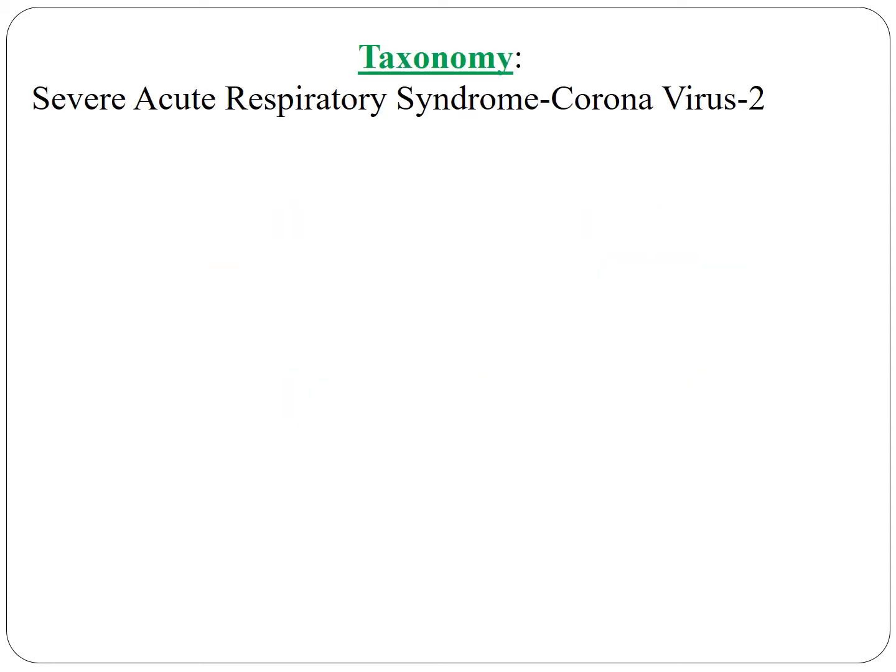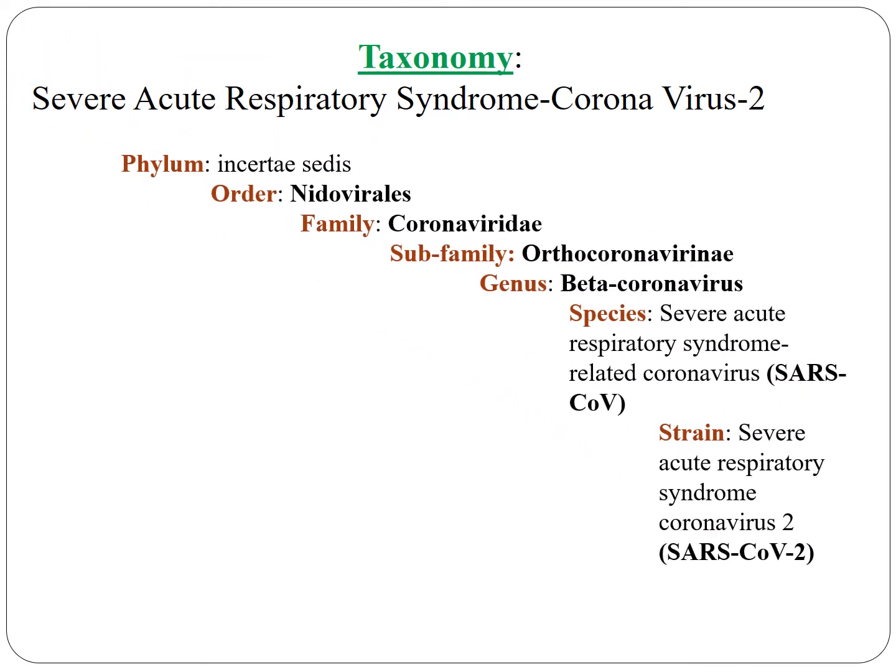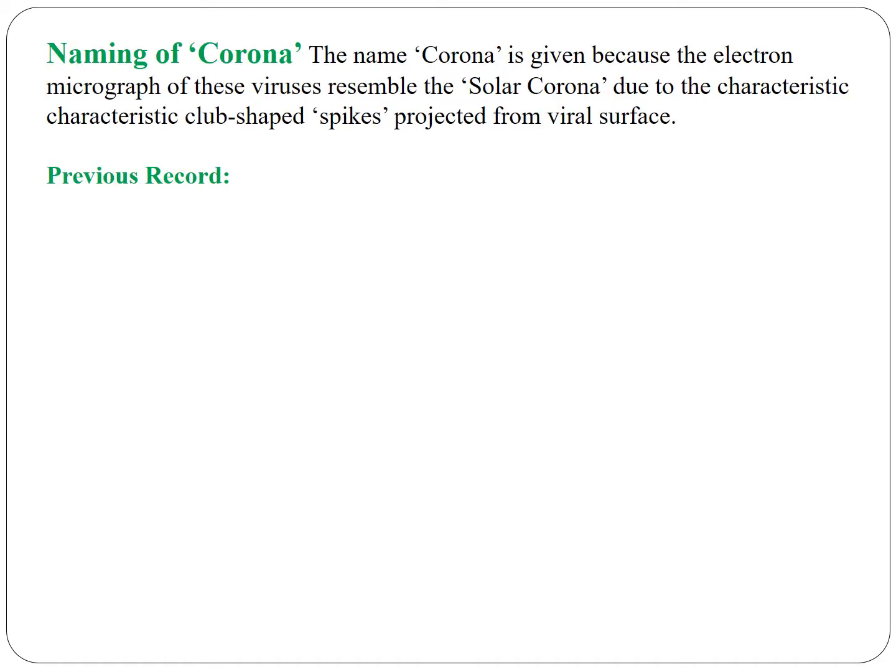The severe acute respiratory syndrome coronavirus 2 or SARS-CoV-2 belongs to the Coronaviridae family of viruses, and within the betacoronavirus genus, the newly evolved SARS-CoV-2 is actually a mutated strain of the original SARS-CoV. The coronaviruses are named so due to their resemblance to the solar corona under the electron microscope. The projecting glycoproteins or the spikes resemble the solar corona structure.